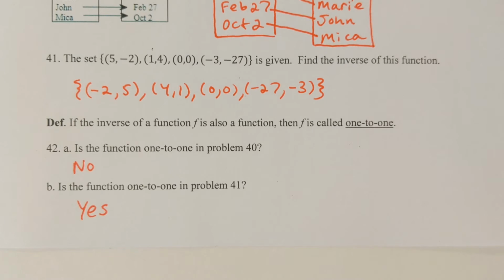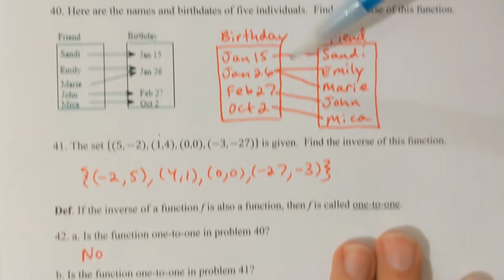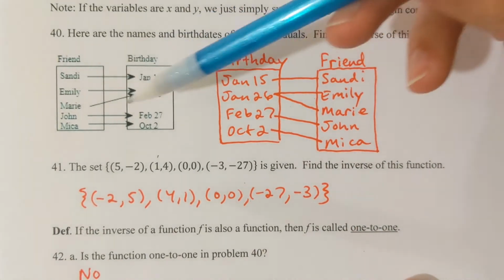So 1-to-1 simply means that the inverse is a function when you switch x and y. Sometimes the inverse might be a function still, and sometimes not. It just depends on what the original problem looked like.